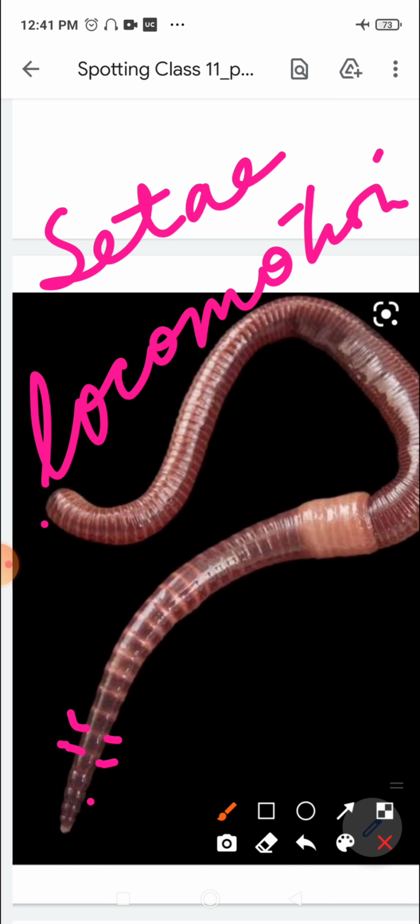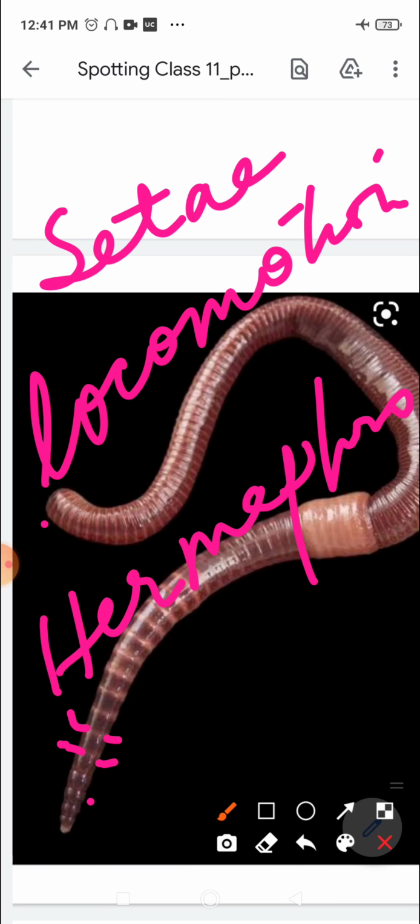Earthworm is hermaphrodite, that means there is no differentiation of male and female. Now if we talk about the diagnostic features, the body is elongated. You can see the body is long, cylindrical, and you can see the segments that are present. Prostomium and clitellum are present.